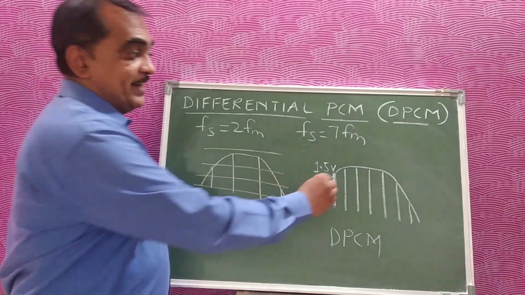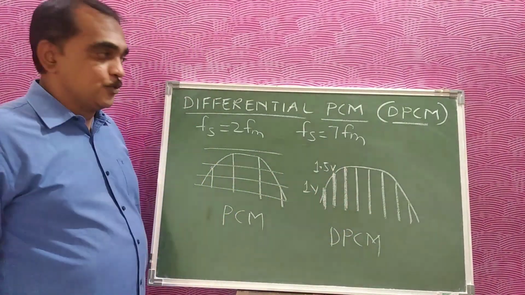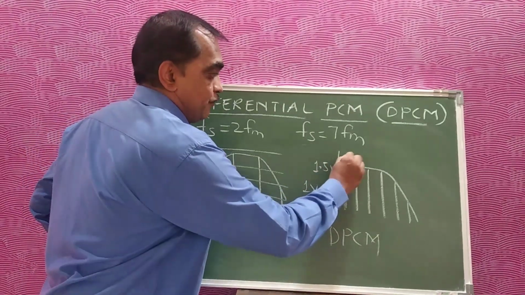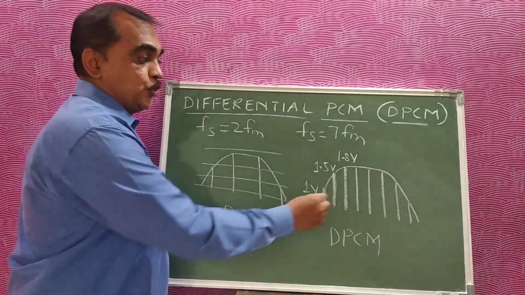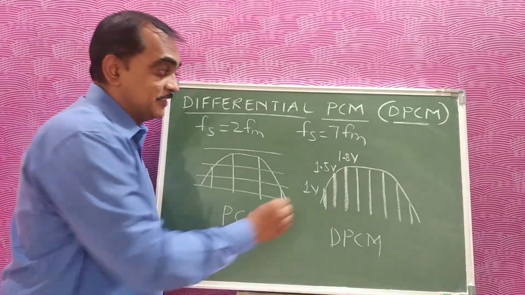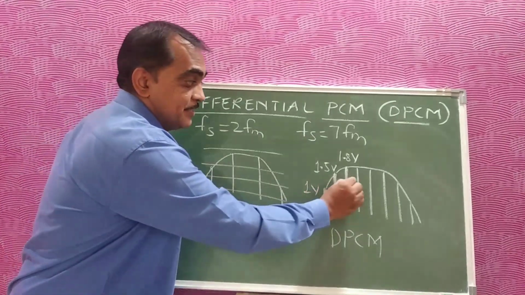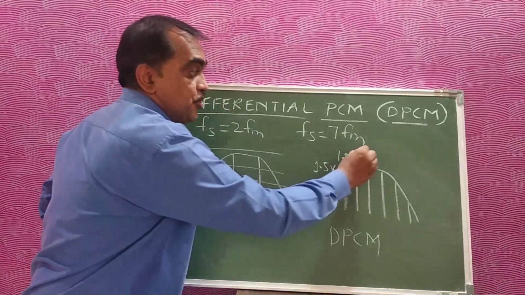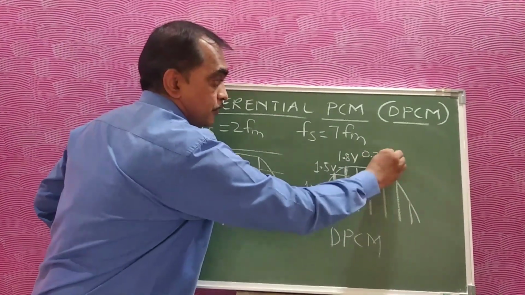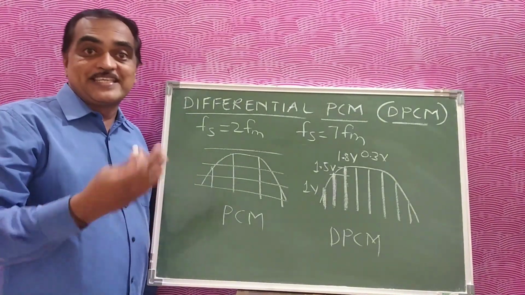Similarly, if you come to the next amplitude, say this is 1.8 volt. So when you are going to send this, we are going to take the comparison between the previous and the present, and the previous and the present gives a difference of 0.3 volt. And that 0.3 volt we are going to quantize, encode and send.